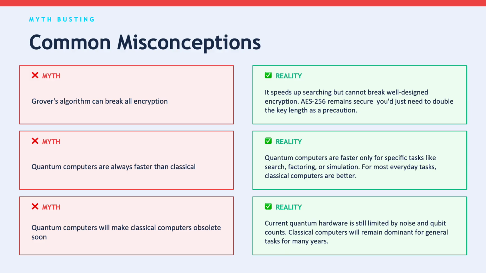A third myth is that quantum computers are going to replace classical computers very soon. In reality, quantum computers are still in early development. They are very difficult to build, extremely sensitive to interference, and currently can only handle a small number of qubits reliably. Classical computers will be with us for a very long time. Quantum computers will work alongside them, not replace them.